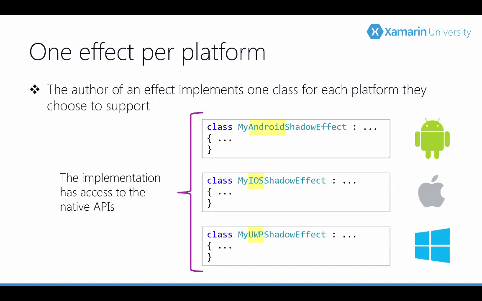Now when creating an effect, the author will need to create an effect for each platform that they wish to support, and each class may be implemented differently depending on the available APIs. So keep in mind that not every platform has the same features, and it's very possible that one platform might be able to provide a specific effect that another platform cannot.